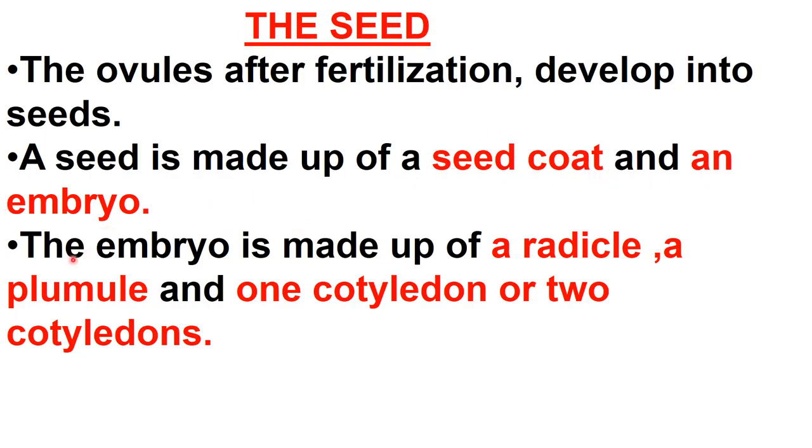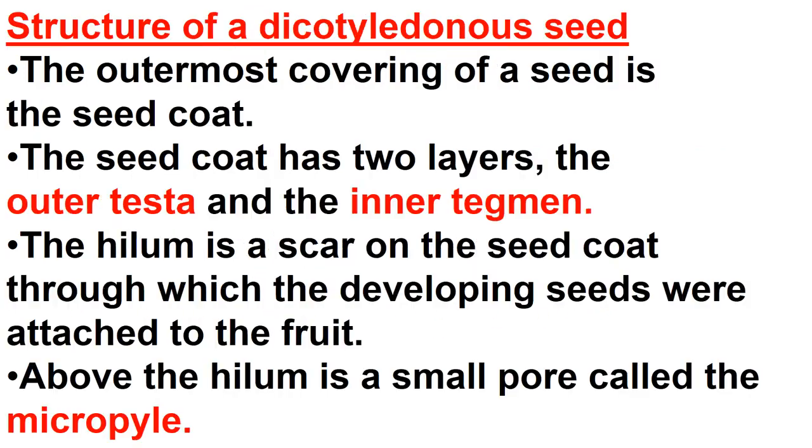Okay, now this embryo is made up of a radicle, a plumule, and one or two cotyledons, right? These are parts of the embryo: radicle, plumule, and cotyledons. Cotyledons can be one or two. Now depending on these cotyledons, seeds are of two types: seeds having one cotyledon and seeds having two cotyledons. So our next topic is the structure of a dicotyledonous seed, meaning a seed having two cotyledons.